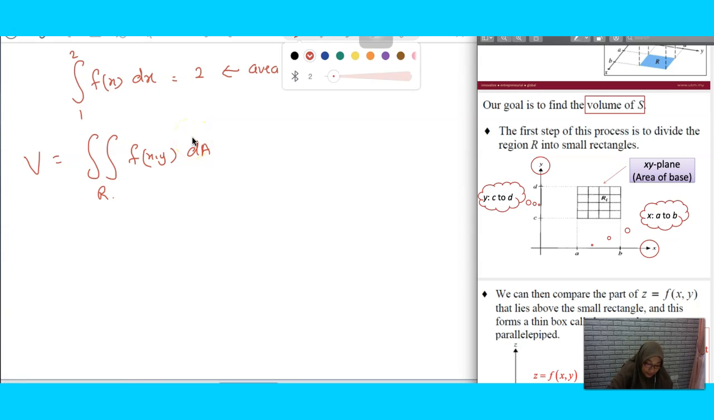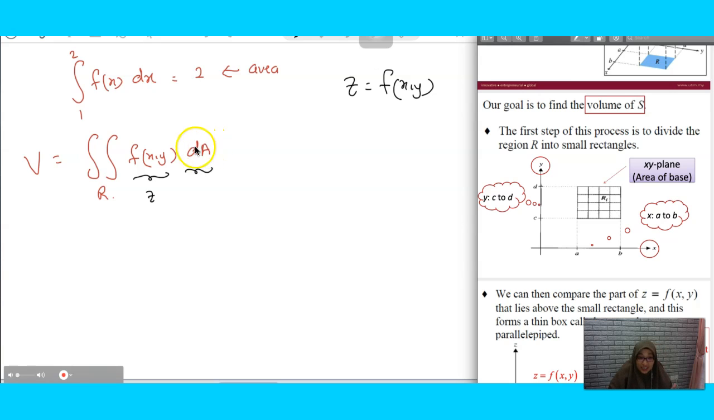As we know, this is the value of z, because z is given by the function of xy. There is a reason why we put A: A stands for area, luas. Area of what? The area of the region that you have here. So this is the area, and this is just like the height.